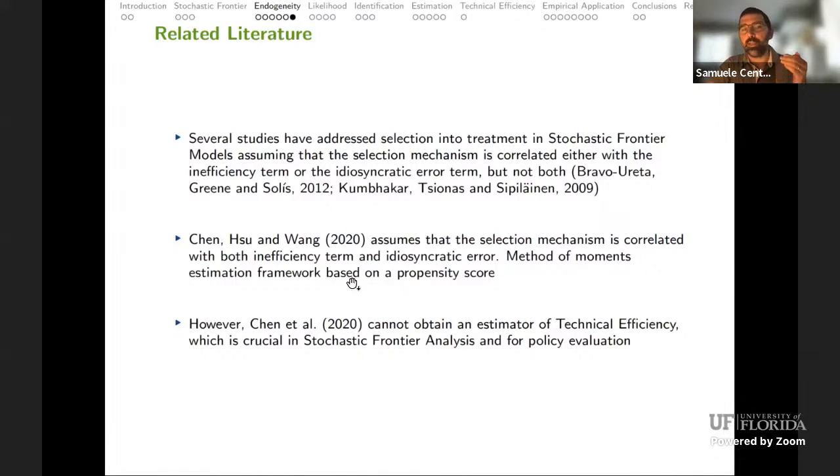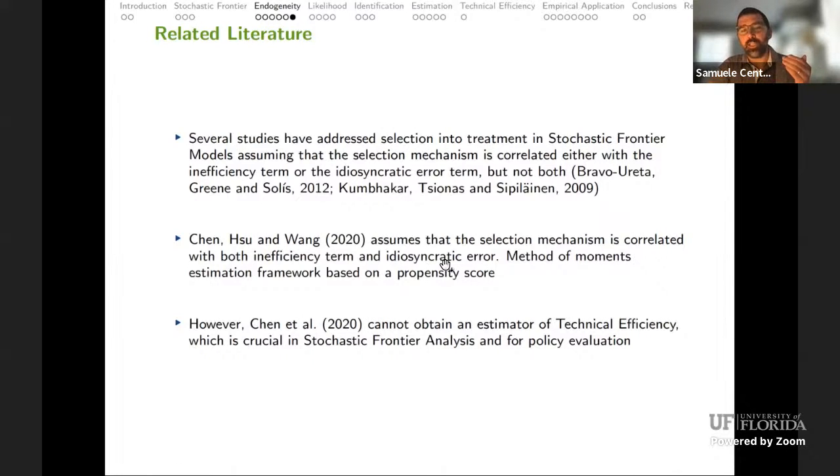People use technical efficiency to rank farmers and to reach policy conclusions. There are papers that have tackled the issue of estimating these models when there is endogeneity of the treatment. In particular, there is a recent paper by Chen and co-authors in the Journal of Business and Economic Statistics, which uses a weighted propensity score estimation in order to estimate the parameters of the model.